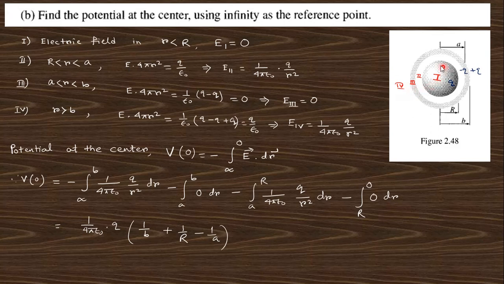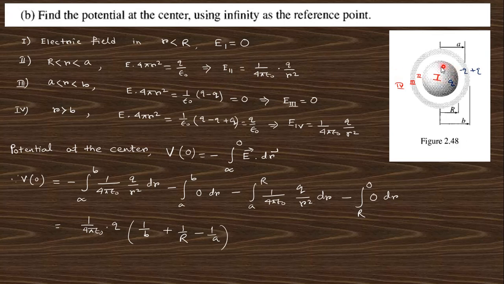Okay, so inside, the electric field will be 0 because the charge is on the surface. For region 2, there is an electric field present because there is an enclosed charge q, so the electric field will be like that in region 2.